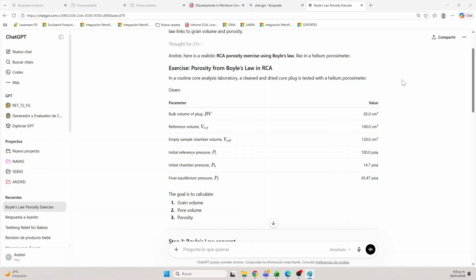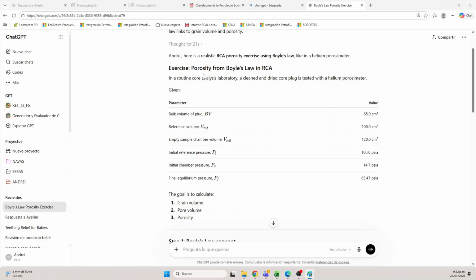That is the volume of reference. Then we have an empty sample chamber volume, which we are going to call V cell, which is 120 cubic centimeters. Then we have the initial reference pressure, initial chamber pressure, and final equilibrium pressure. And the goal that we have is to calculate grain volume, pore volume, and porosity.